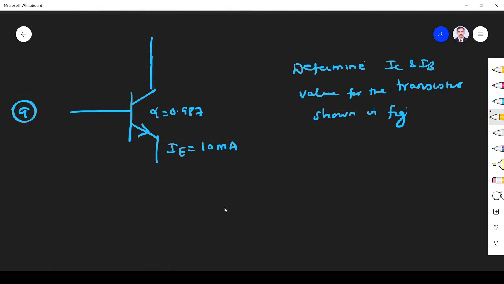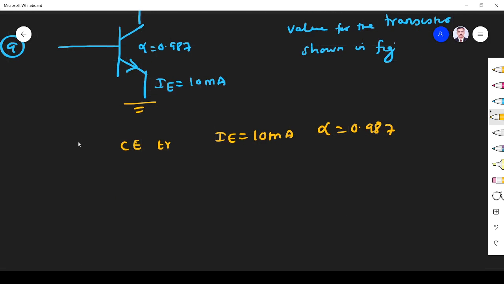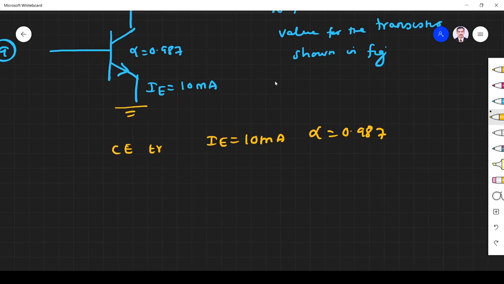Next one, determine IC and IB for the transistor shown in figure. So from this we understand it is a common emitter transistor. Here what they have given, IE is 10 milliampere, alpha is 0.987. So from this they are asking IC and IB.